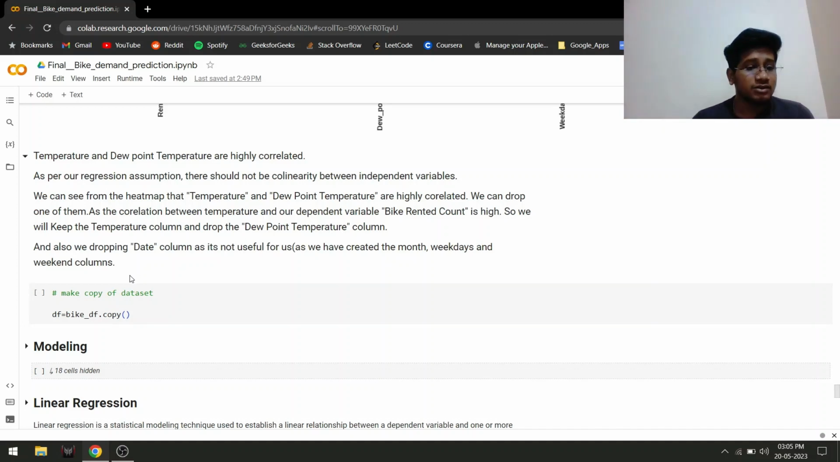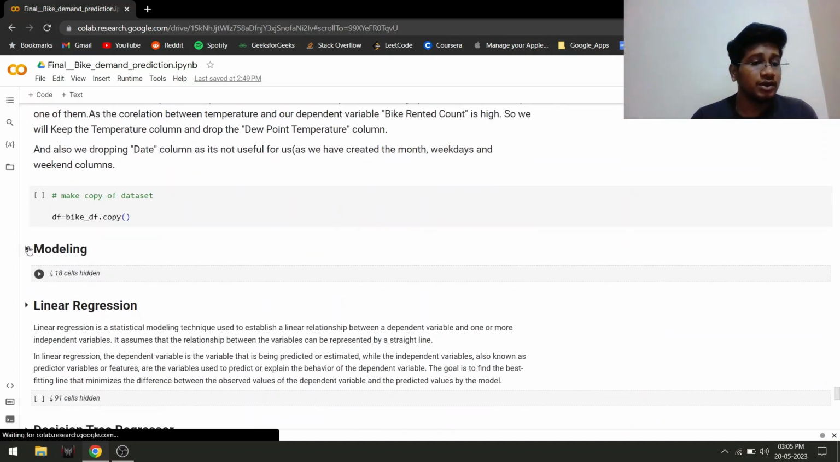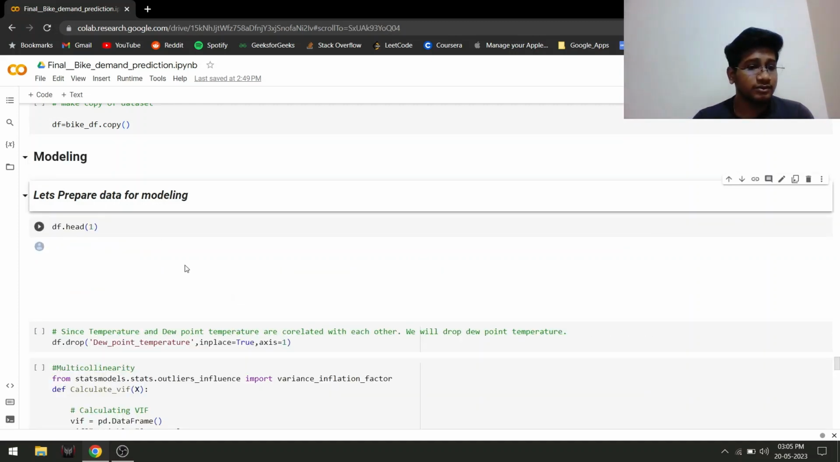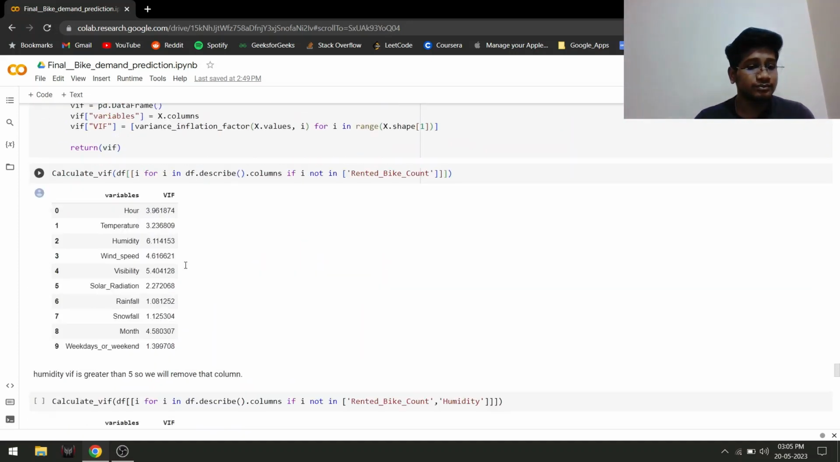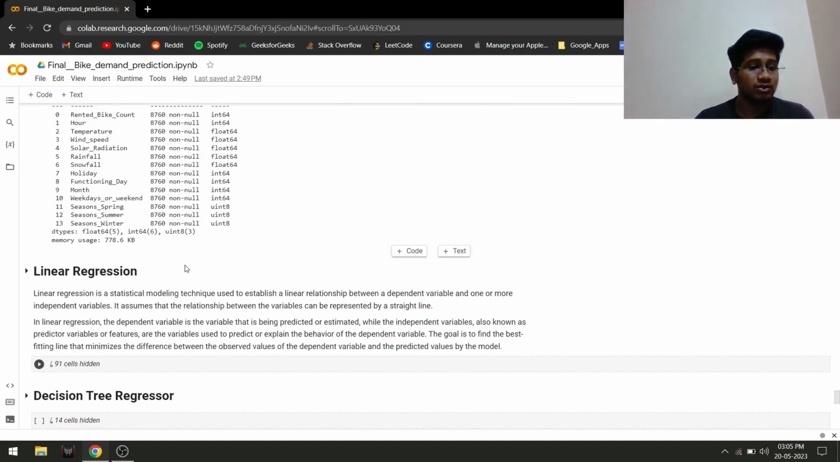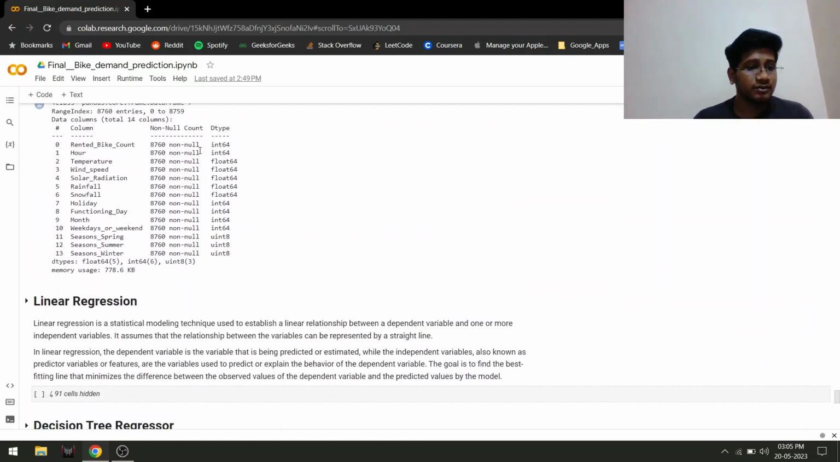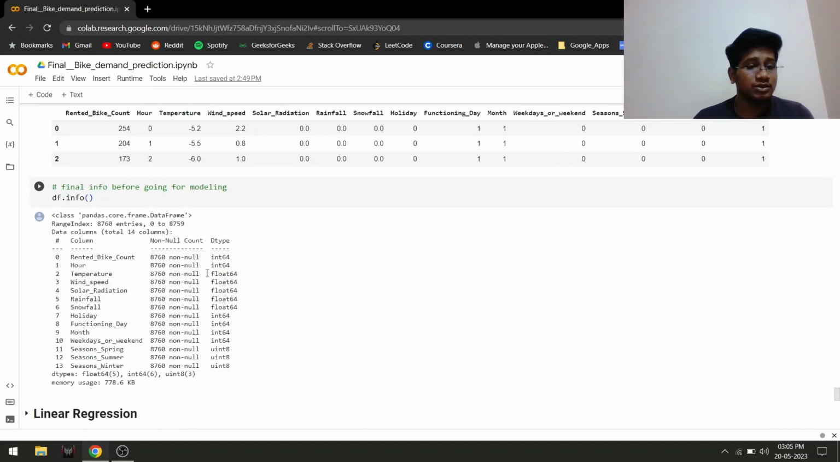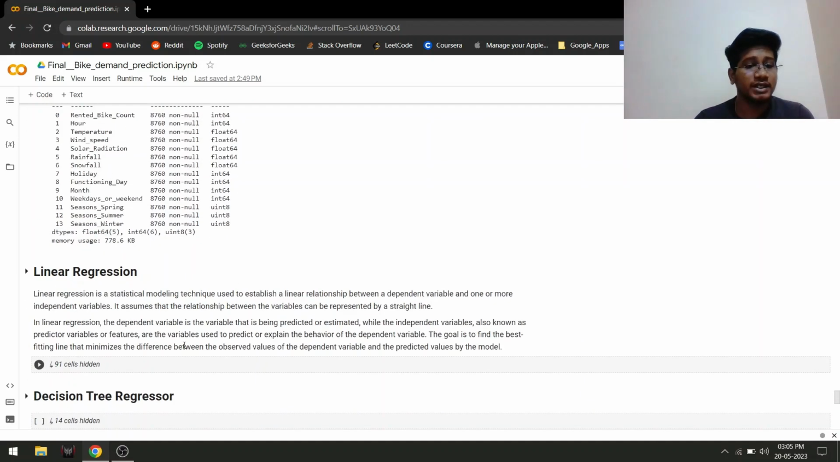So let us move toward the modeling. Let's prepare our data for modeling. Here we will be modeling our data set using linear regression. So here we have the final info before going for modeling. So here is the final info before starting our linear regression.